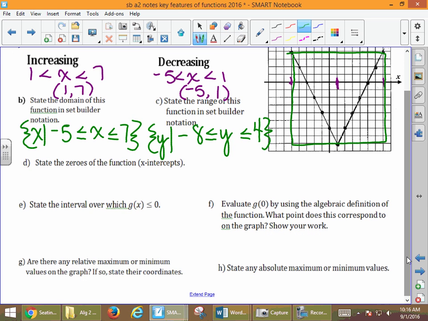So next, state the zeros of the function. Remember that zeros are the x-intercepts. I also like to call them roots. What's one of the x-intercepts on here?